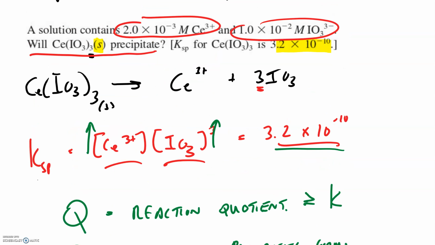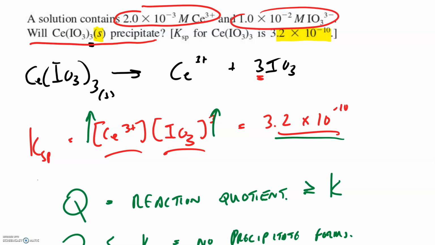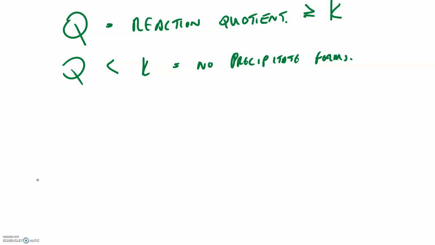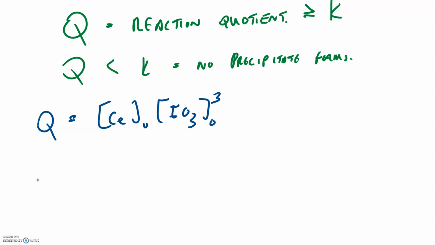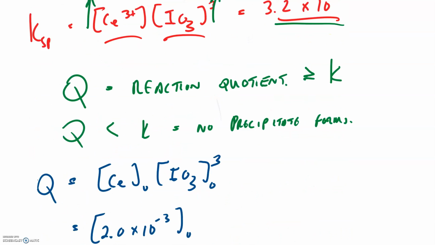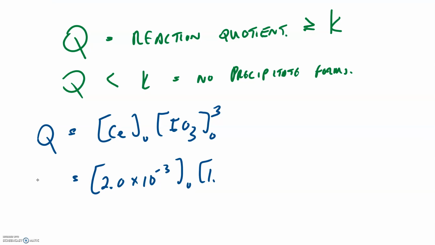We've got a concentration of 2 times 10 to the negative 3rd molar cerium and 1 times 10 to the negative 2 molar iodate. Will we get precipitate? Let's solve for Q. Q is going to be equal to the concentration of cerium initially times the concentration of iodate initially. We said our cerium was 2 times 10 to the minus 3rd molar, and our concentration of iodate is 1 times 10 to the negative 2 molar. Remember, that's being raised to the 3rd power.